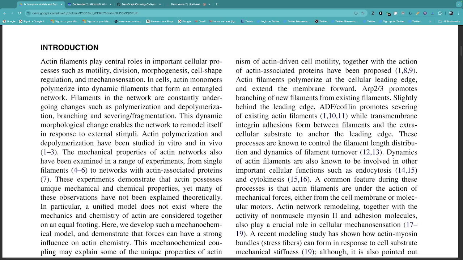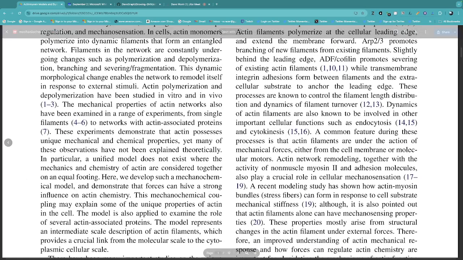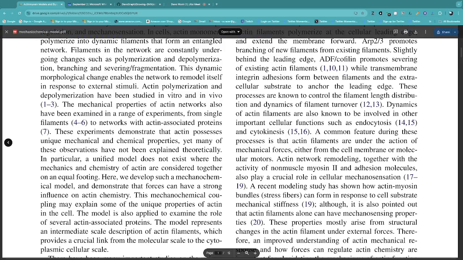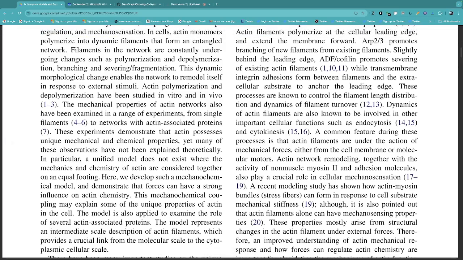theoretically. In particular, a unified model does not exist, where the mechanics and chemistry of actin are considered together on an equal footing. So this is interesting because we've talked about the mechanics of actin sort of generally. We've talked about the structure of actin, but the mechanical and chemical property coupling is something that's unique here. So, that's what we need. We need a unified model to have not only this network aspect, but a model where the chemistry is involved. And so this is where we get this mechanochemical model that demonstrates forces can have a strong influence on actin chemistry, and then that can result in this heterogeneity in the network.